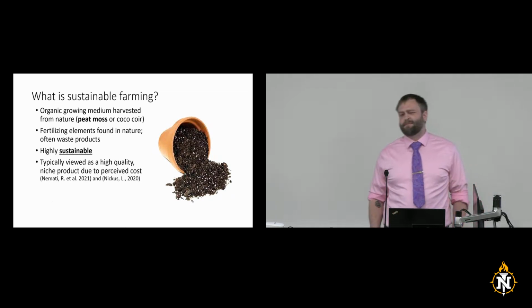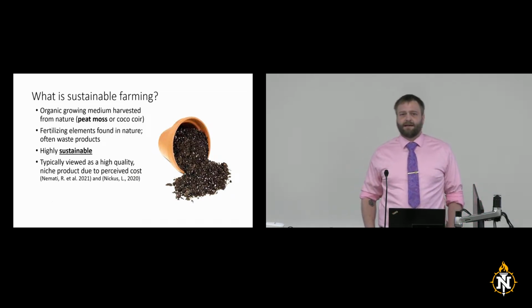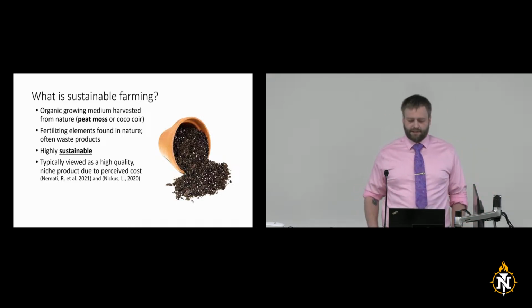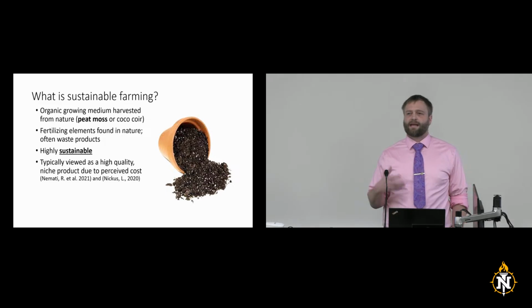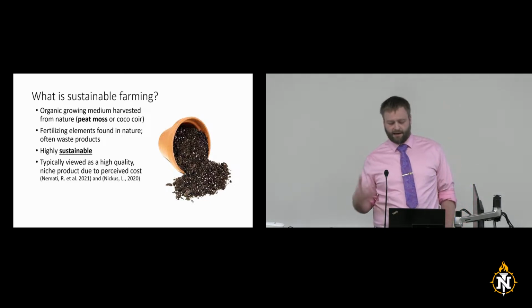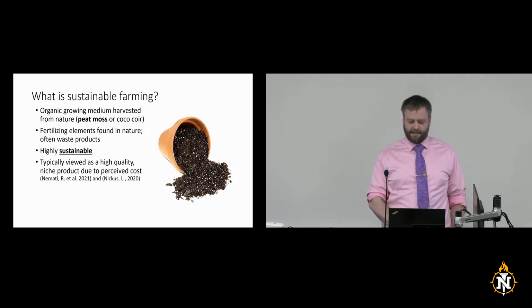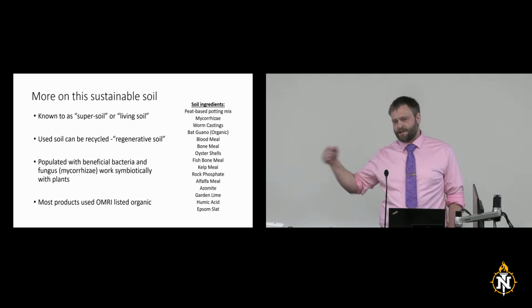Another question worth answering is, what do we mean by sustainable farming? That is maybe in some contexts a marketing term or a catchphrase. So to talk specifically about what we're doing on this project, sustainable farming in this case involves a process where we take an organic medium that is harvested from nature. In our project, we'll be using peat moss, but cocoa coir is another popular alternative. And we fertilize that with elements that are found only in nature, and often these things are waste products from other industries like bat guano or oyster shell. And this process is highly sustainable because of its minimal impact on the environment and the low cost of maintenance to it. It is a known process in many commercial industries, but it's typically viewed as a niche area of work because it has a perceived high cost to it. The upfront cost is very high relative to just dumping fertilizer on the ground.